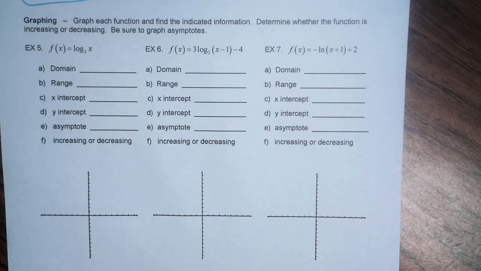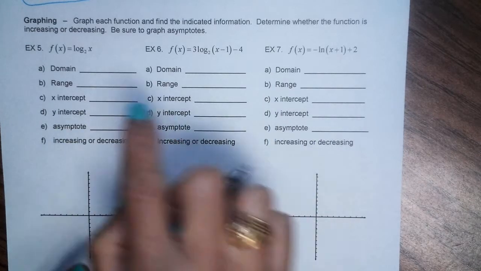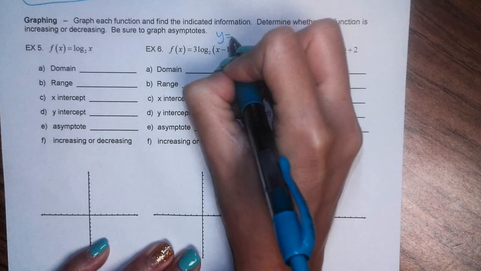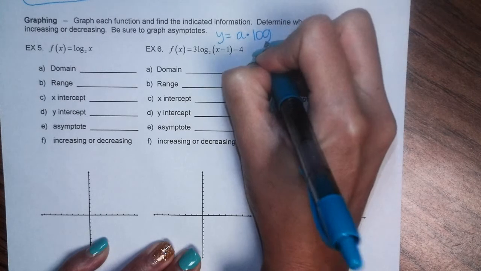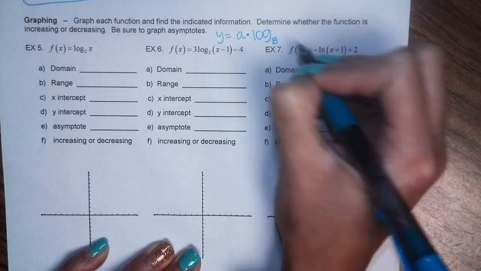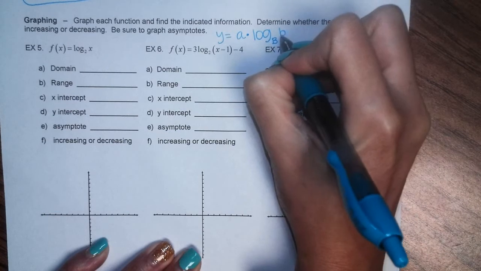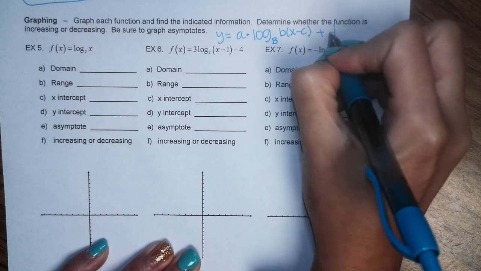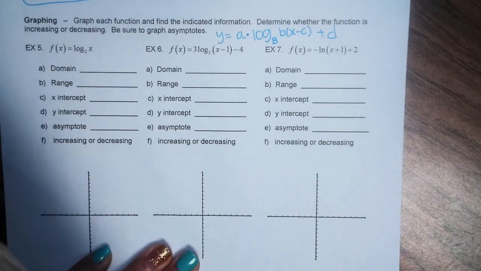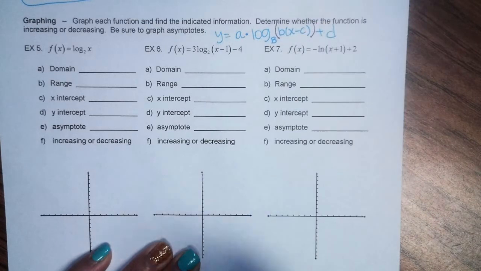Okay, example 5. A couple things you need to know about the logs. I think I wrote it on the answer key, but the generic form of the log equations is y equals a times log, with whatever base you're given, of b times (x minus c), plus d. This is the generic form of the logs.